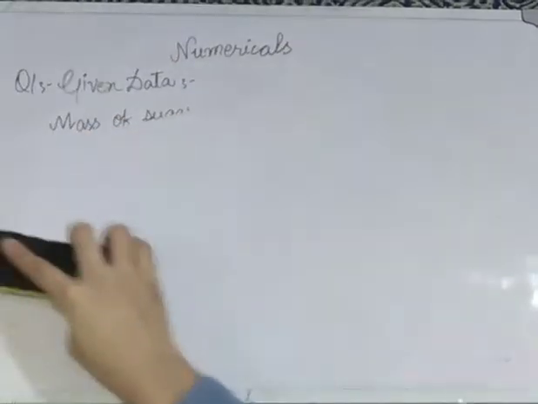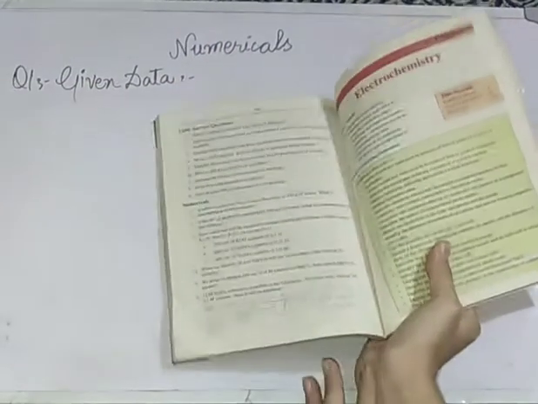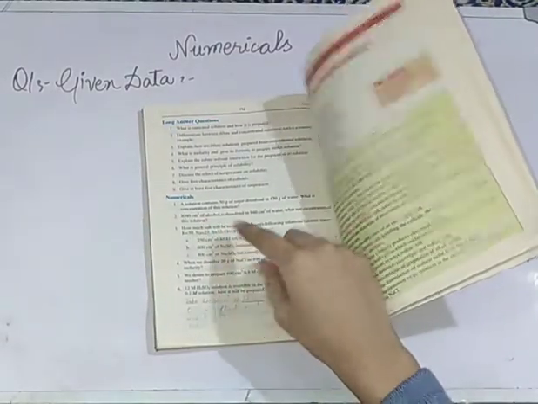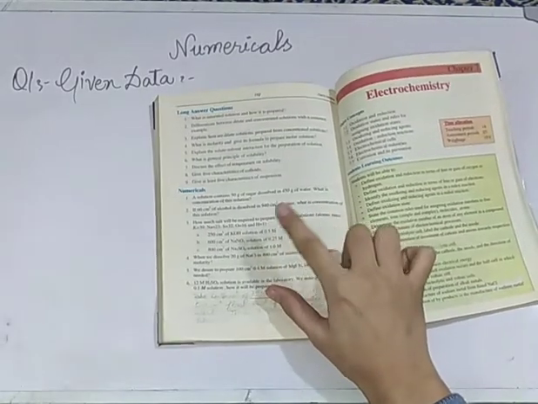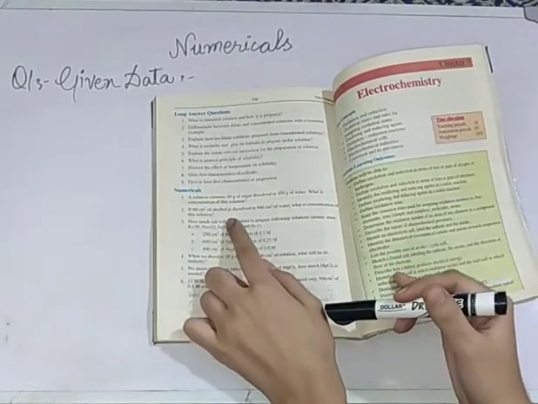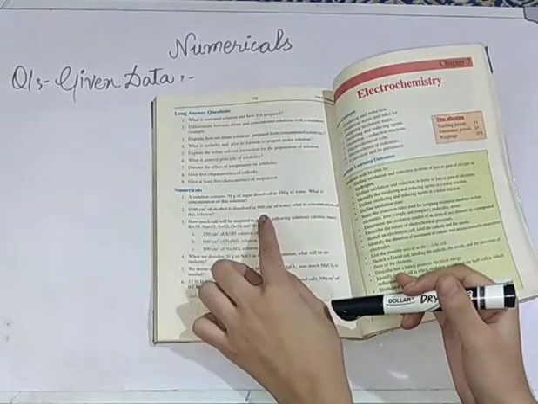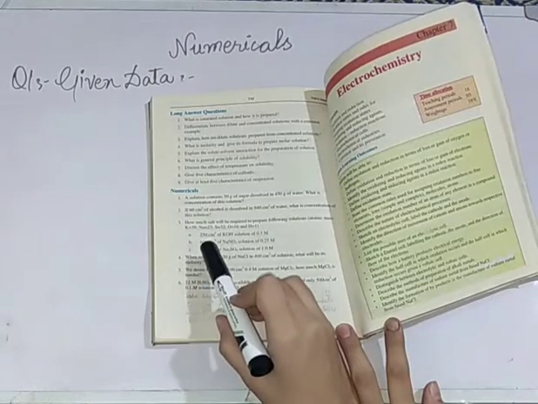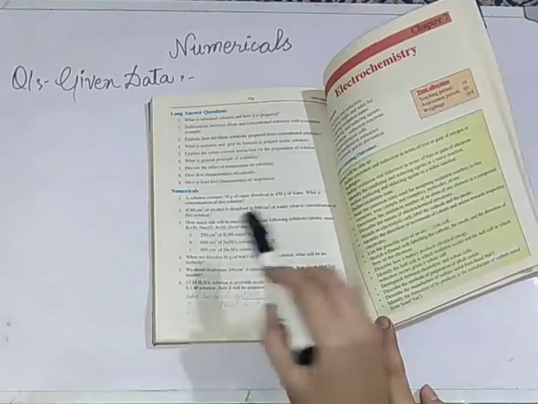Coming to the next question. The next question is, if 60 centimeter cube of alcohol is dissolved in 940 centimeter cube of water, what is the concentration of the solution? Here you can see that the alcohol is solute and the water is solvent. Both the solute and the solvent are given in centimeter cube. It means volume over volume.